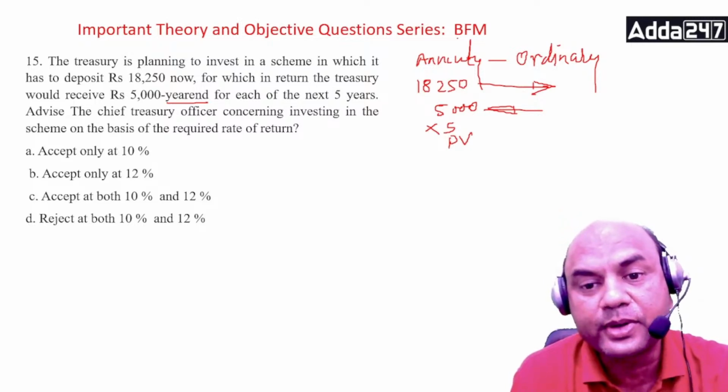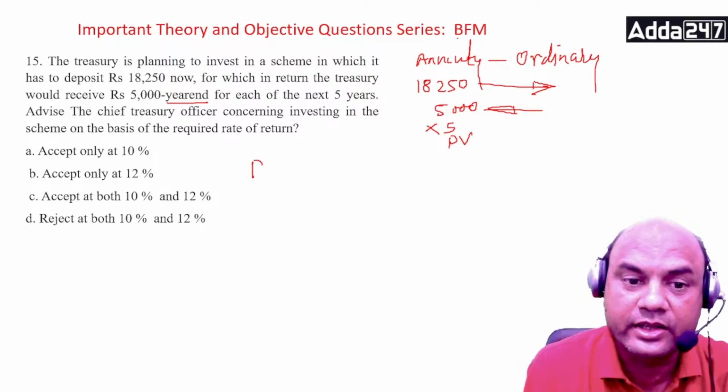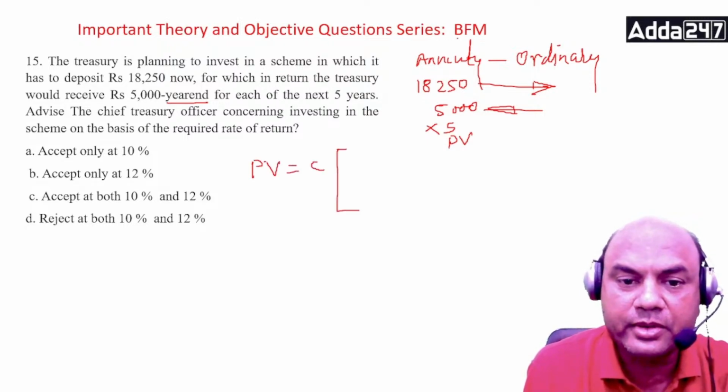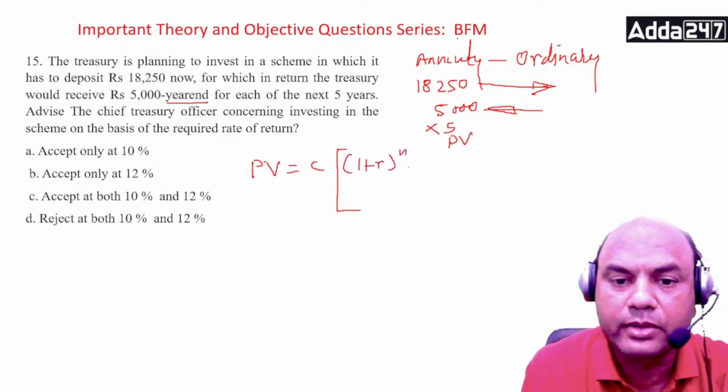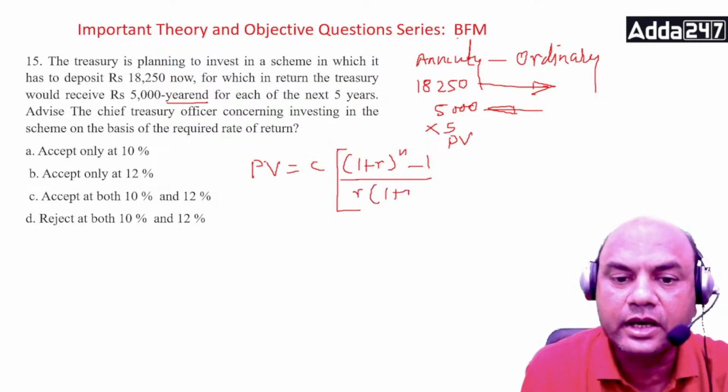So how will I get this present value? The present value formula is, that's what I said, in your JAIIB you had it. PV equals C into, remember this anyone? 1 plus R raised to N minus 1 the whole upon R into 1 plus R raised to N.